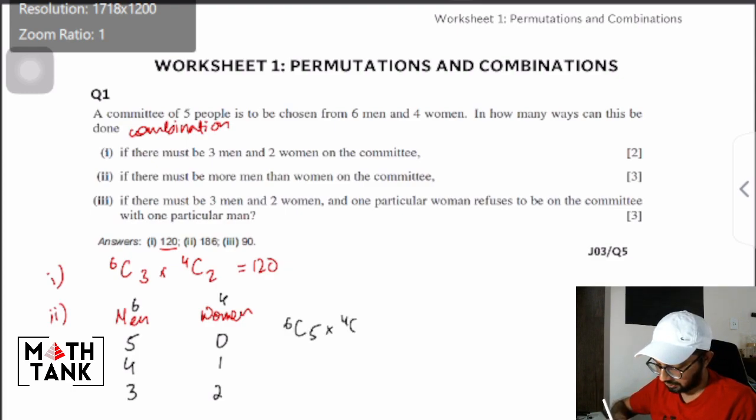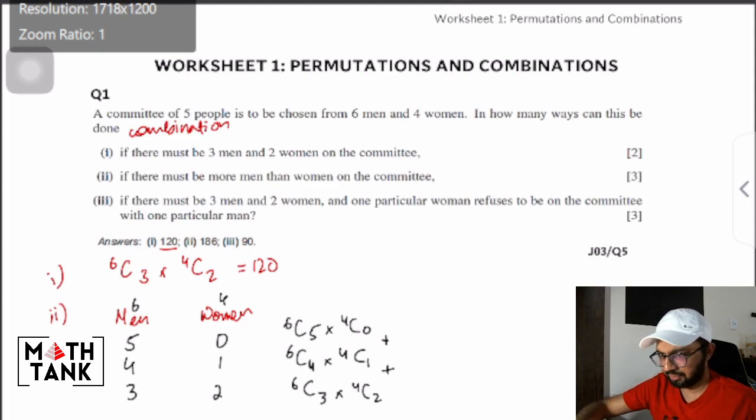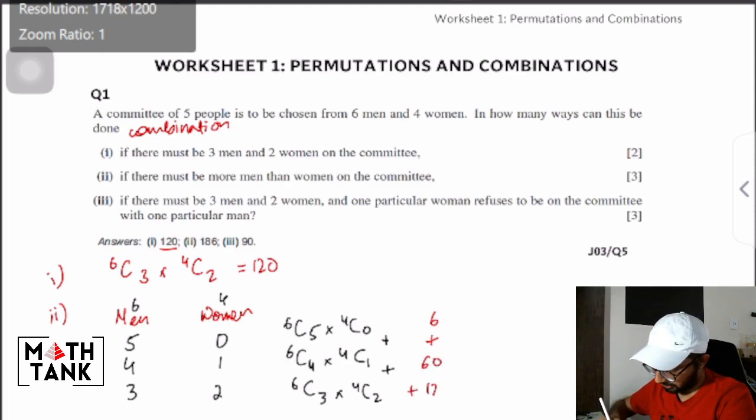6C5 into 4C0 plus 6C4 into 4C1 plus 6C3 into 4C2. 6C3 into 4C2 is something that I've already calculated, but since I'm doing this right now in front of you, I'm going to add up each of them individually. 6 plus 6C4 into 4C1, which is 4 times 15, gives me 60, and that is 120 that I've already calculated. So I get a total of 186.